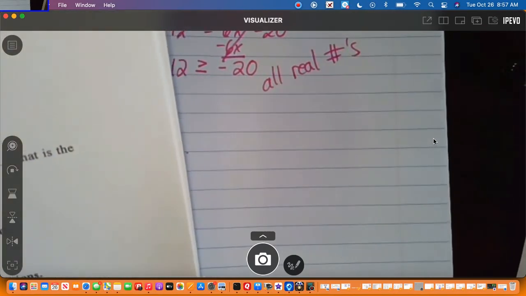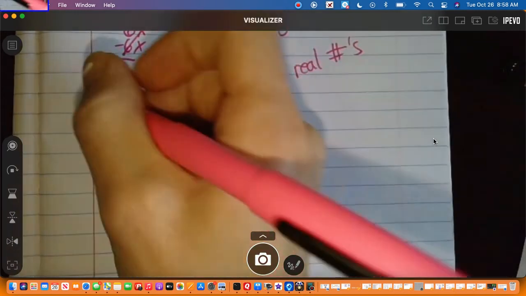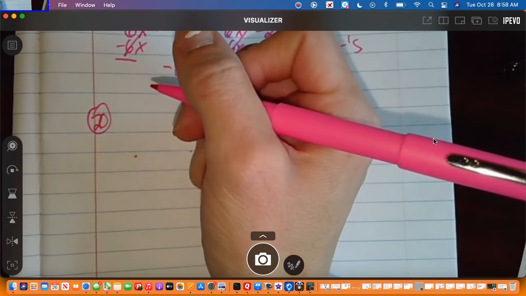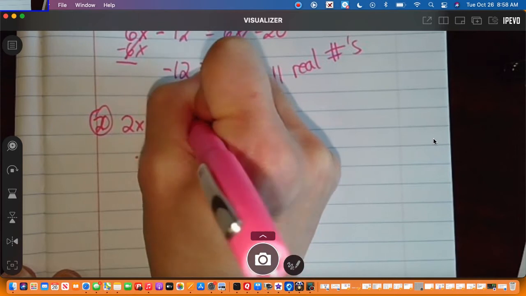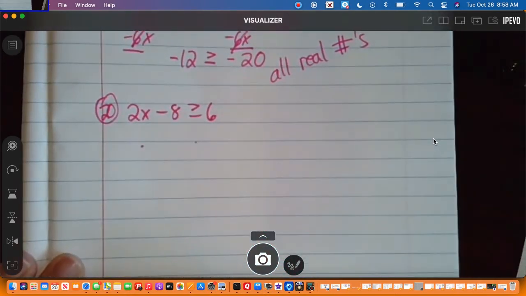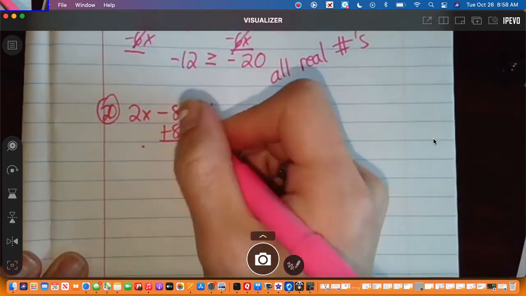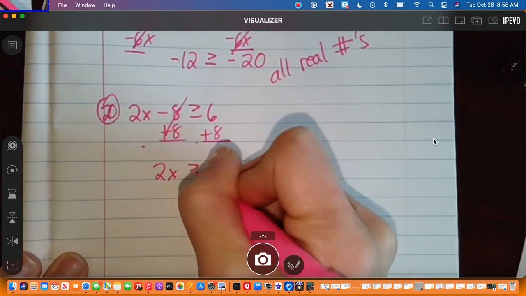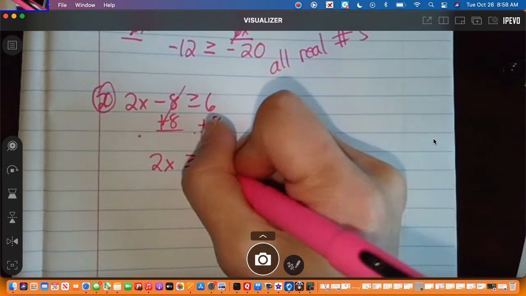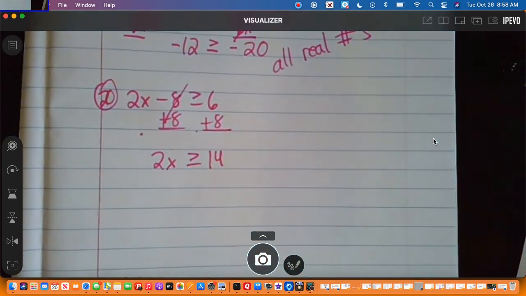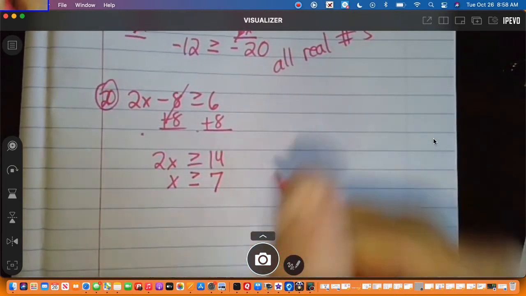Number 20. I think there's one like this on there. 2x minus 8 greater than or equal to 6. How do I solve it? You have to add 8 to both sides. So we get 2x is greater than or equal to what? 14. Then what do you do? Divide by 2. And x is greater than or equal to 7.